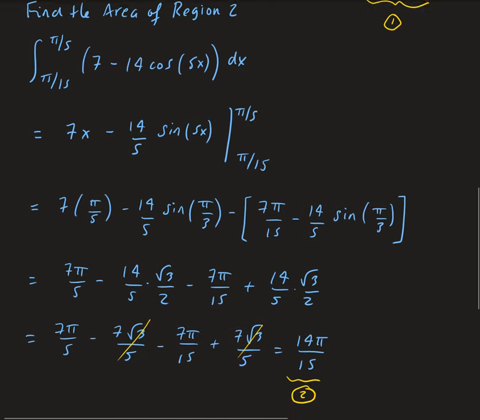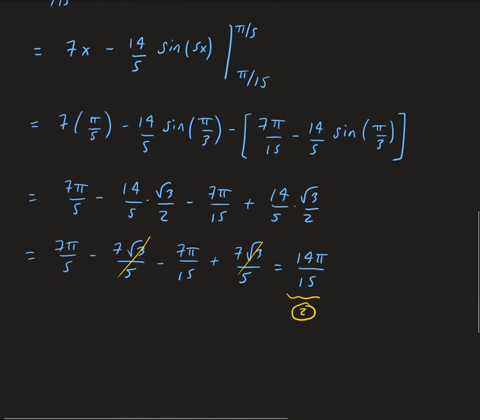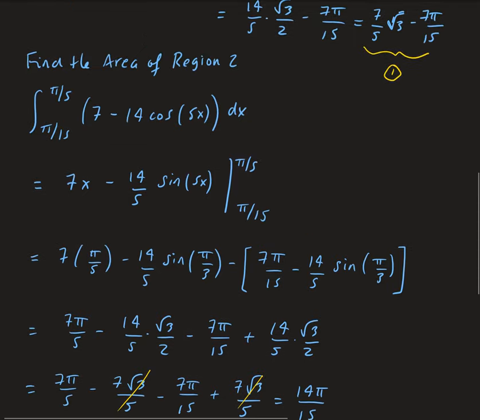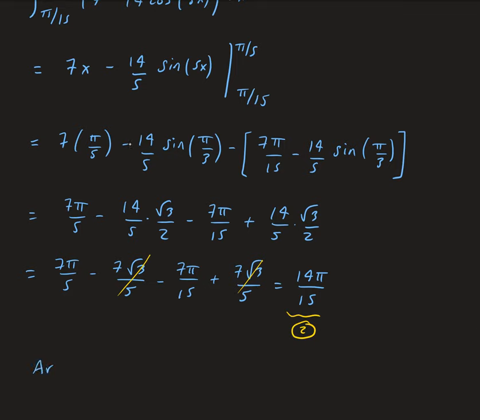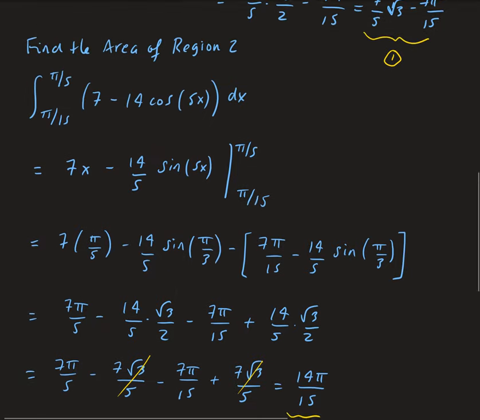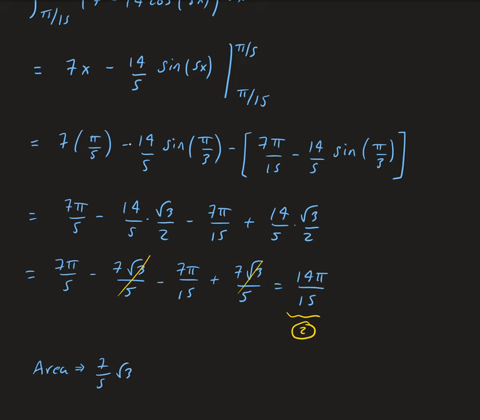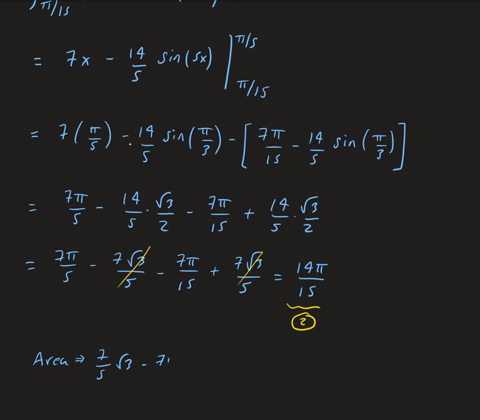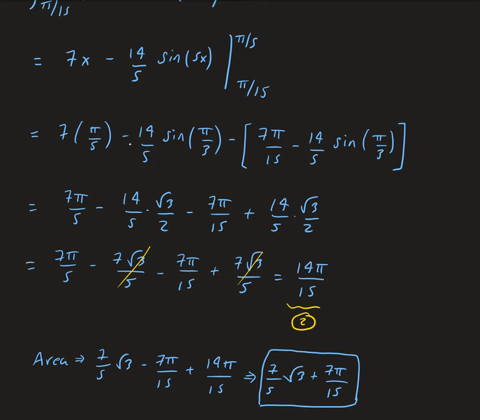So combining these, from the first one we have 7/5 square root of 3. So the total area is going to be 7/5 times the square root of 3 minus 7 pi over 15 plus 14 pi over 15. That's going to leave us with 7/5 times the square root of 3 plus 7 pi over 15. So that is the total area. That is the solution.